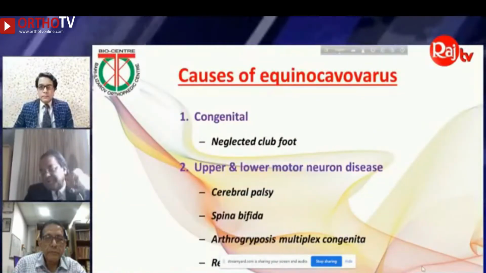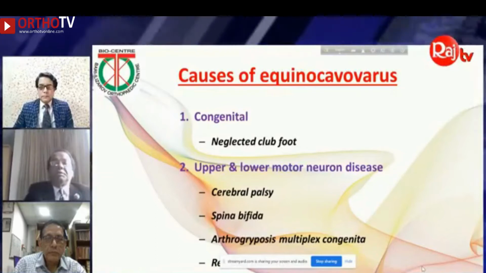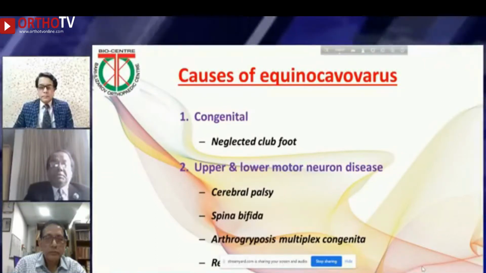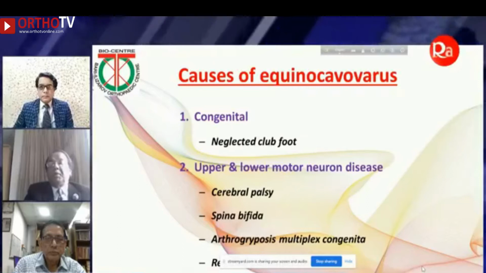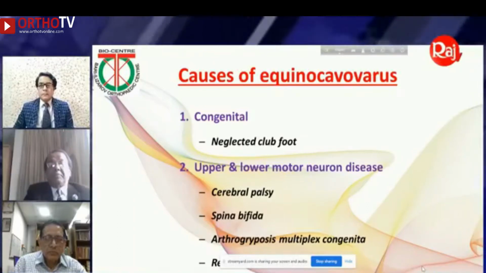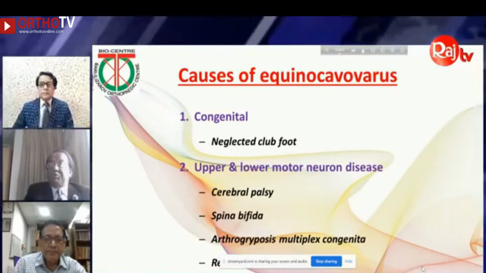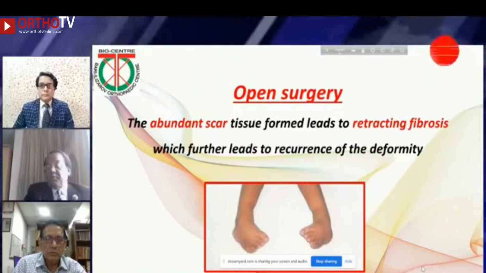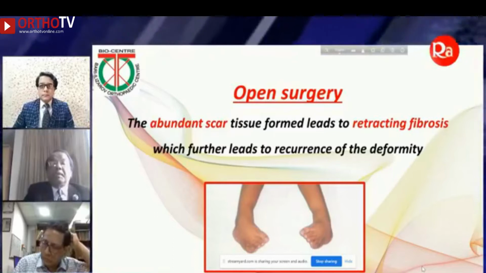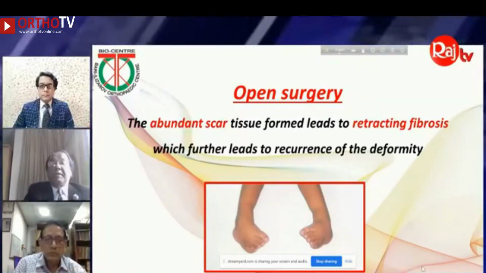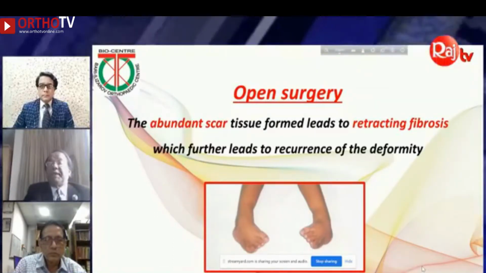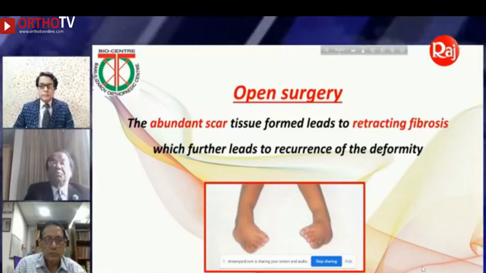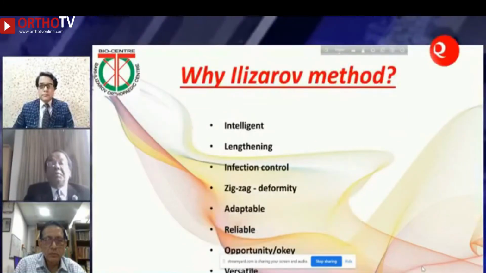Now you can see the causes. You know that one: congenital, neglected, cerebral palsy, upper and lower motor neuron disease, spina bifida, arthrogryposis multiplex congenita. And you can see, dear friends, when you do the PMR in children, abundant scar tissue forms, which leads to retracted fibrosis, which further leads to recurrence of the deformity.